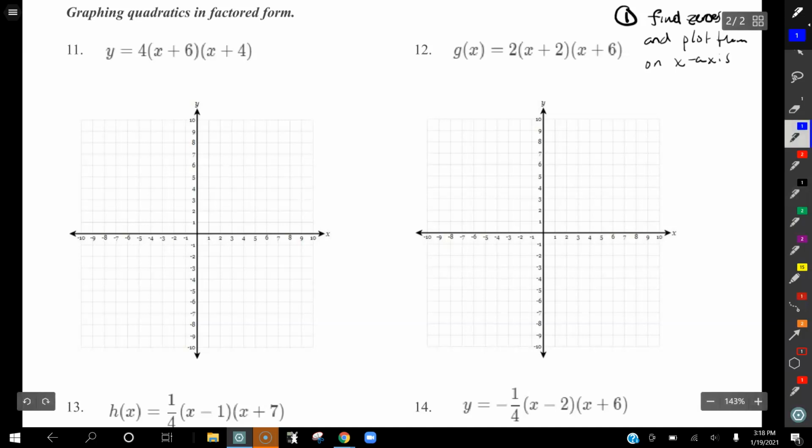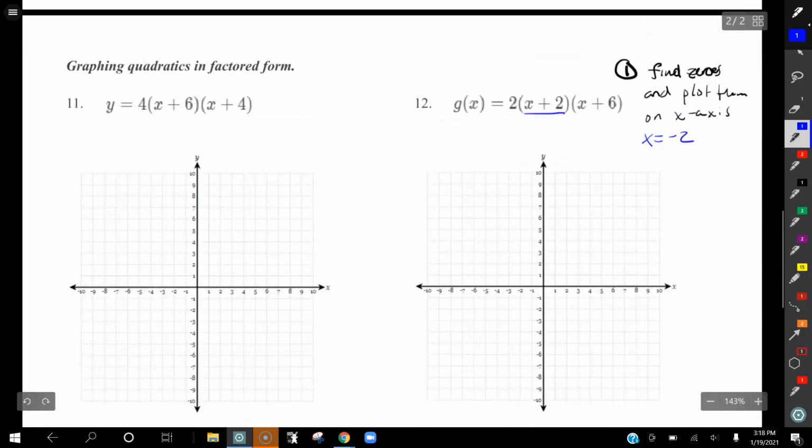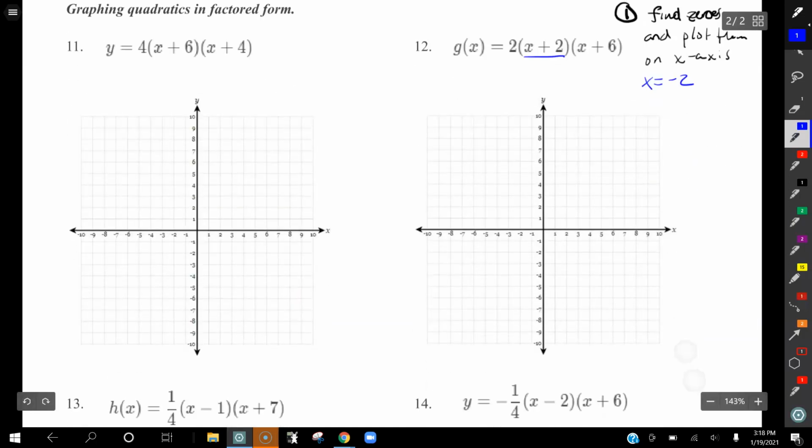So let's find the zeros of the function. I think we're good enough where we can just do these as is. To find the zero of this, that parenthesis is 0 when x equals -2. So I'm going to put that dot right on the x-axis at -2. And then the other one is going to be at x equals -6. I'm going to put that dot right there, and I found my 2 zeros. So step 1, got our zeros.